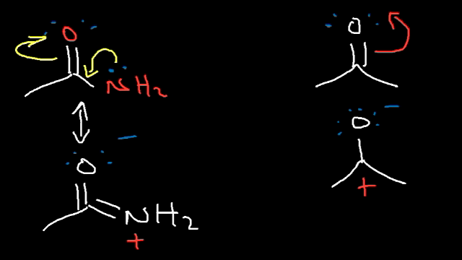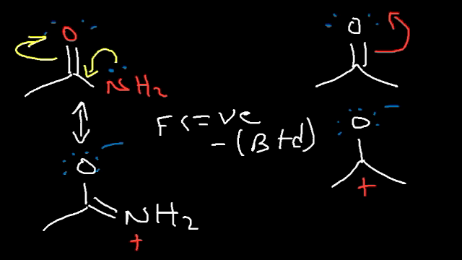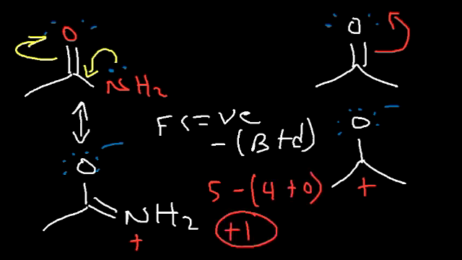Whenever nitrogen has 4 bonds, it has a plus charge. And wait, I think I put too many bonds here. This should be a single bond. And whenever oxygen has 1 bond, it has a negative charge. Keep in mind, if you need to calculate the formal charge, it's the valence electrons minus the bonds and the dots. So in the case of nitrogen, which has 5 valence electrons, in this structure it has 4 bonds, no dots, so it has a formal charge of +1.